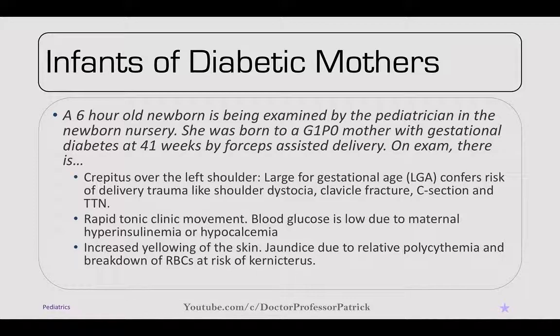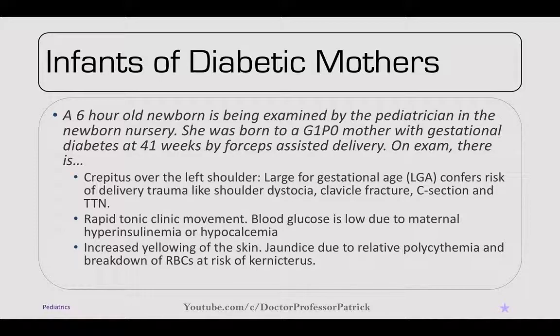So for infants of diabetic mothers, we've got a case of a 6-hour-old newborn being examined by the pediatrician. She was born to a G1 mom with gestational diabetes at 41 weeks by forceps-assisted delivery. On exam, there's crepitus over the shoulder. So large for gestational age confers the risk of delivery trauma like shoulder dystocia or clavicle fractures, and C-section and TTN.